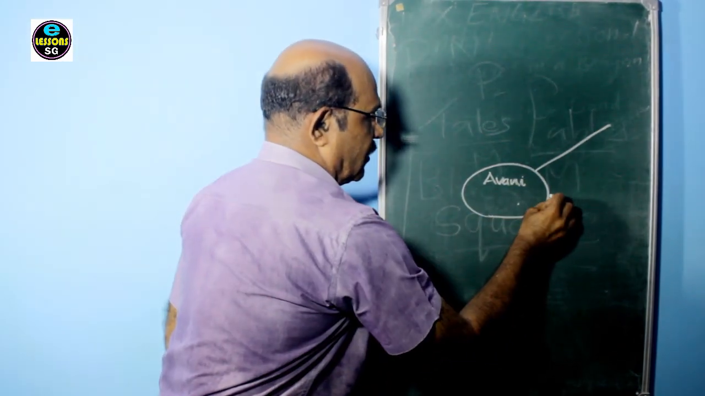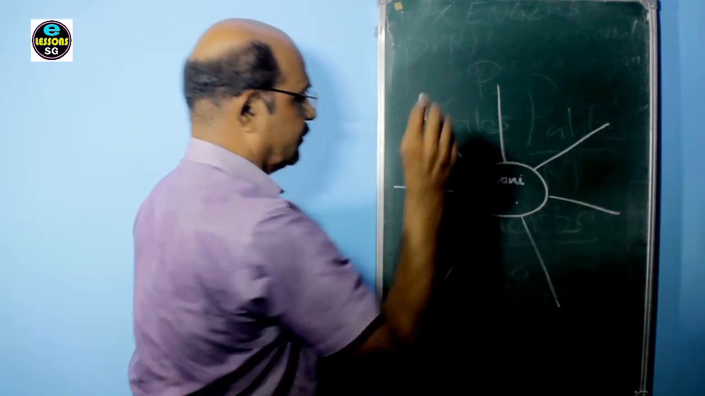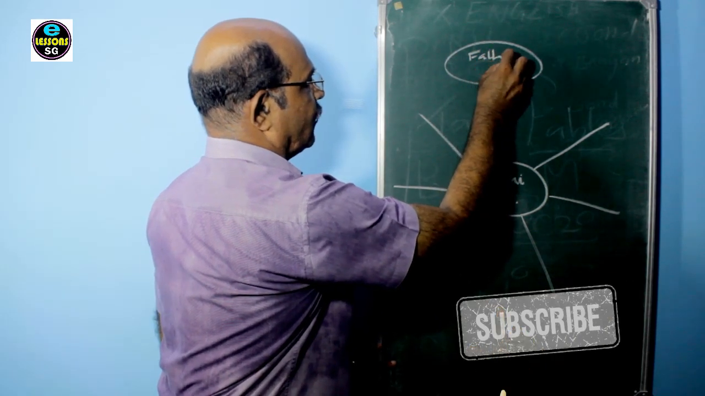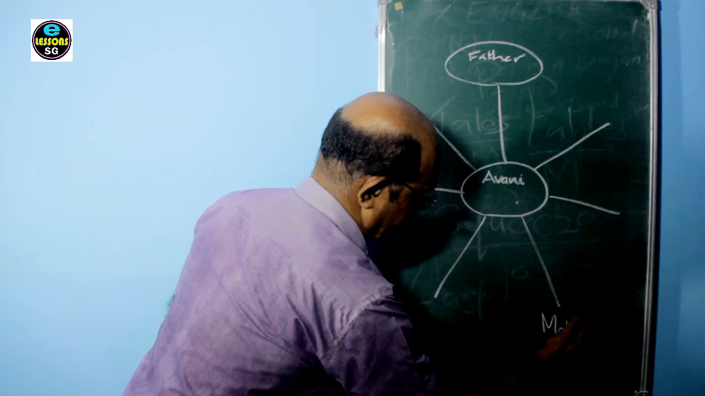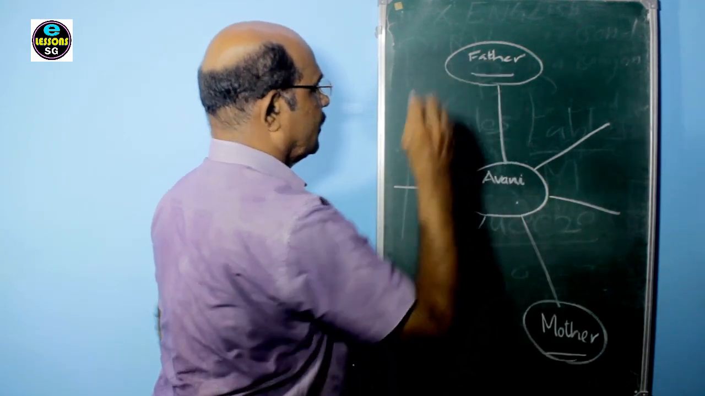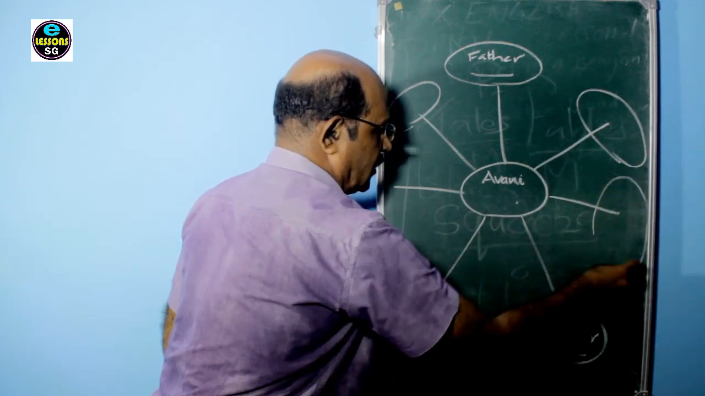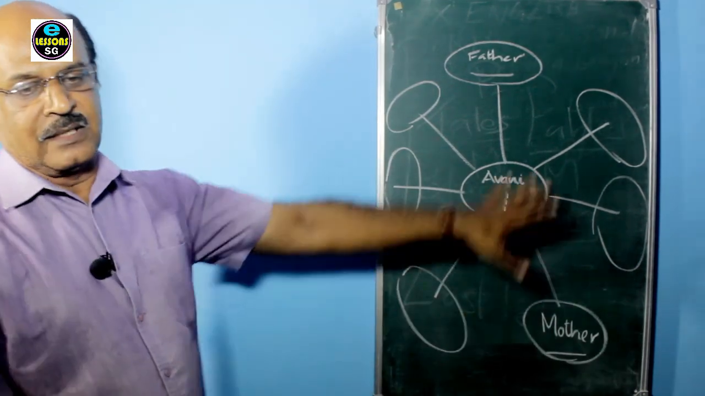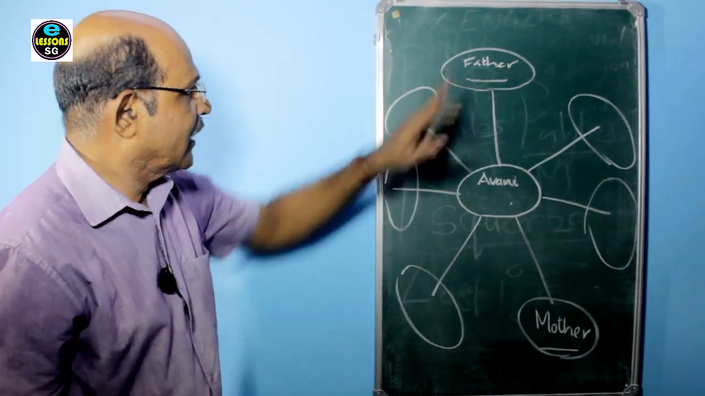Then, here is father. Here it is mother. Here it may be your grandmother, grandfather, uncle, auntie, brother, sister, like that. How many legs you can write? You can draw. Now you can write father.